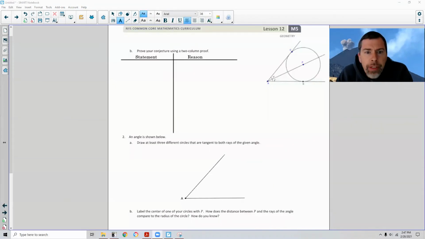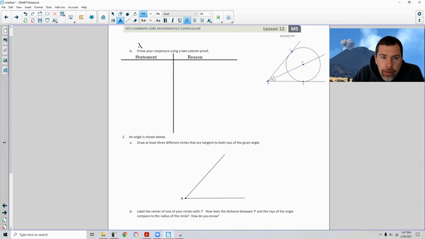Okay, page 3, part B says to prove your conjecture using a 2-column proof. So remember what we're trying to prove. X equals Y. That's what we're trying to prove. So the first thing we're going to say is the measure of angle CAP equals X degrees, and the measure of angle BAP equals Y degrees.